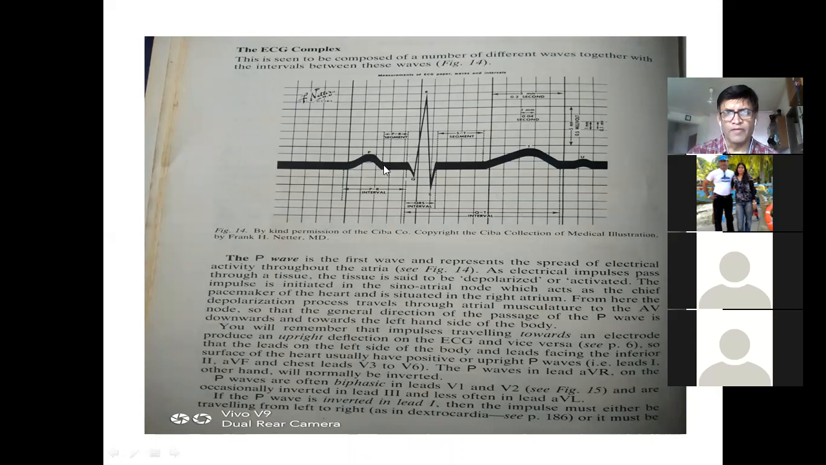So this is the P wave. The interval from the beginning of P to the beginning of Q, the Q starts here. Can you see? This is called the PR interval. Now, how do you measure it? Each small square is measured as 0.04 seconds. Write it down.